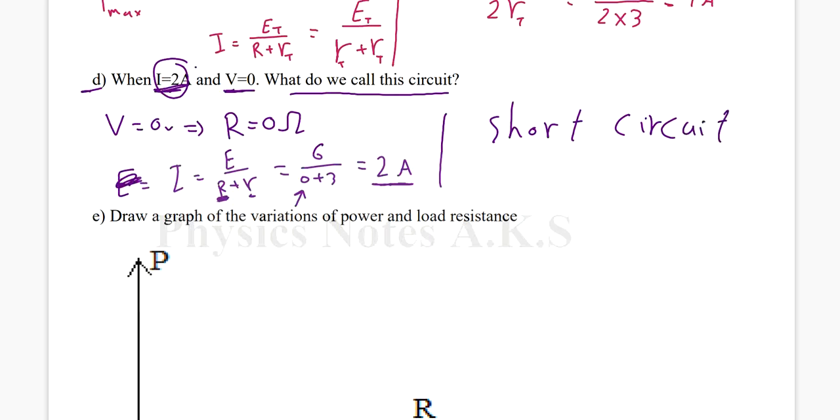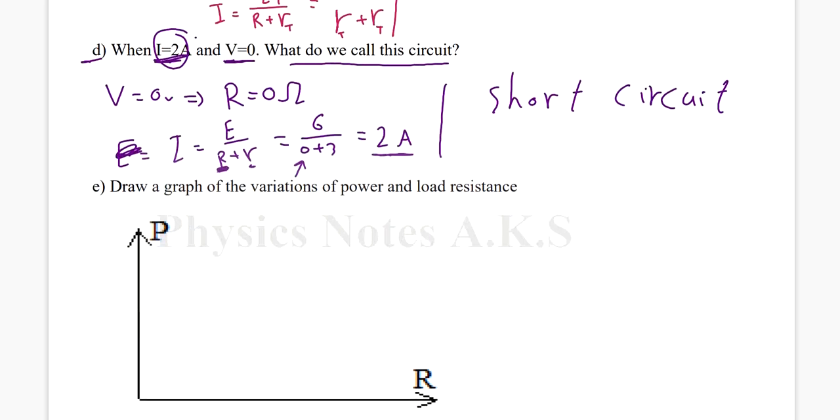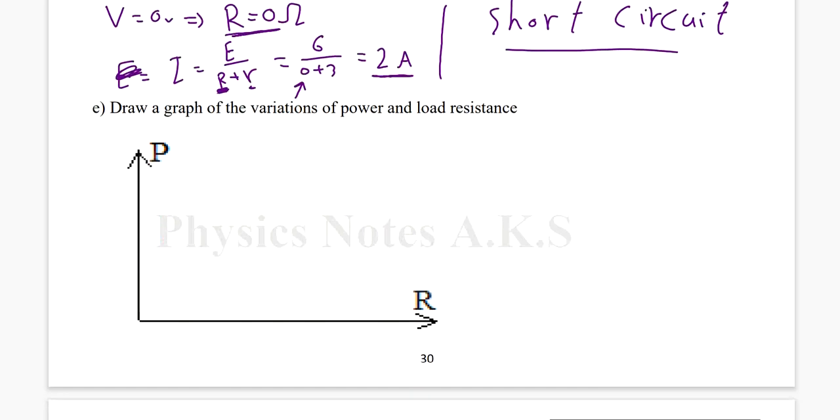It's a short circuit. I hope it's clear. So again I will repeat, the external voltage or the terminal potential difference is 0. It means that the load is 0, and this we call a short circuit.